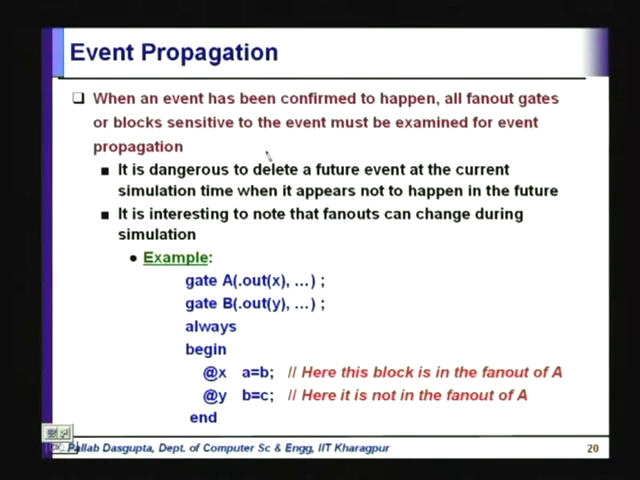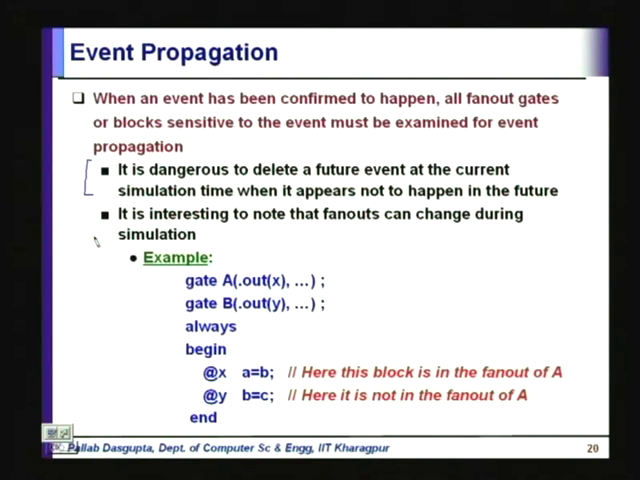So, this is the event propagation methodology. When an event has been confirmed to happen, all fan out gates or blocks sensitive to the event must be examined for event propagation. It is dangerous to delete a future event at the current simulation time when it appears not to happen in the future, right.